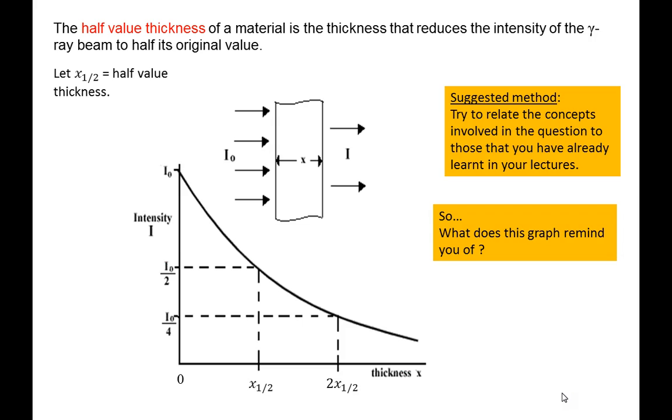Then if you start from here, I0 upon 2, and you pass through another half-value thickness, it will drop by another half. So you can see there's a huge similarity between this and radioactive decay, except that in radioactive decay, this is not distance, this is time. In radioactive decay, this is not intensity, this is either the number of unstable nuclei in the sample or the activity, the decays per second.